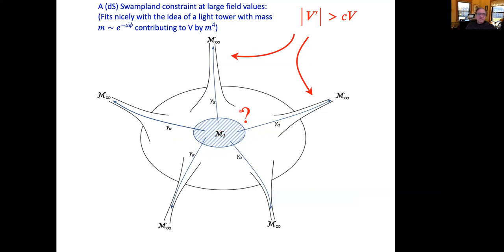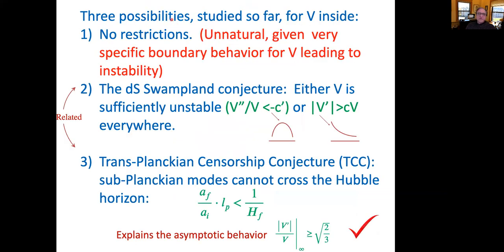So what can we say about the behavior of the potential inside? There are three possibilities considered so far for what happens for V inside this field space. One is that there is no restriction. Inside could be anything. Well, this is unnatural. Why? Because we know that the boundary of this potential should always be exponential. So it's not arbitrary, it has some structure. To say that inside is arbitrary sounds a little bizarre. So I don't think the first one is natural.